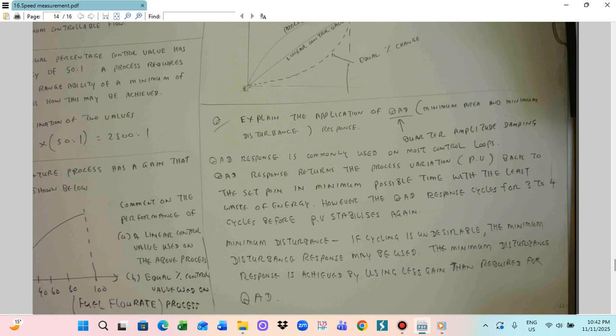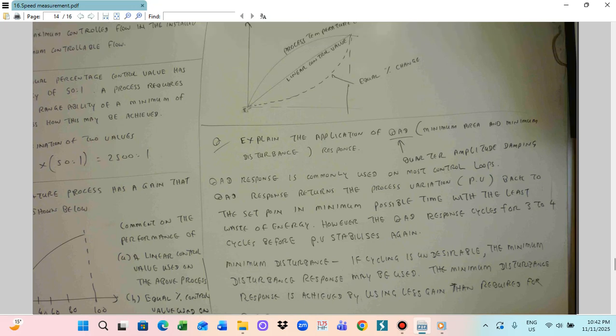Quarter amplitude damping means we don't allow the disturbance to reach the maximum value. For example, a circuit breaker. When a short circuit happens, the short circuit current will reach its maximum, and when it reaches the maximum it can damage the insulation. Therefore, we cannot allow the short circuit current to reach the maximum value. Before reaching the maximum, at about a quarter of the value, we have to cut off the circuit breaker. So this is the quarter amplitude damping method.